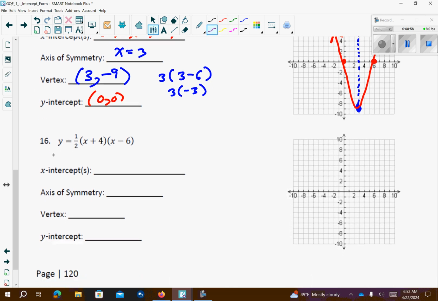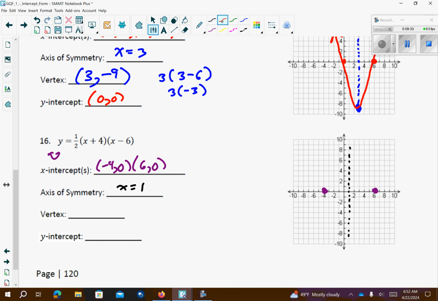Number 16, there's no negative out front, so it'll open up. Where's the x-intercepts? Set each of these equal to 0, so it's opposite, so I get negative 4 comma 0 and positive 6 comma 0. So negative 4 comma 0 is right there, and 6 comma 0 is right there. The axis of symmetry is halfway in between those, so it looks like it's going to be at 1. So x equals 1, and yes, you do have to put the x equals. And that's what that'll look like.